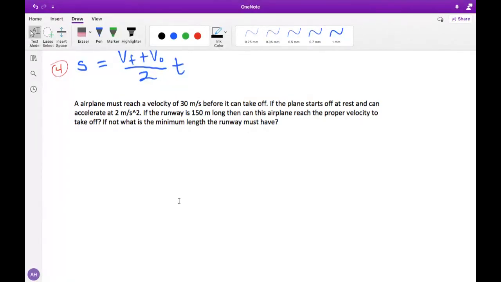So traditionally, how a professor would teach this is they would say, write down all your knowns and write down your unknowns. So just for the sake of showing you what you'll see in class, I'm going to go about it that way. So we have our knowns and our unknowns.